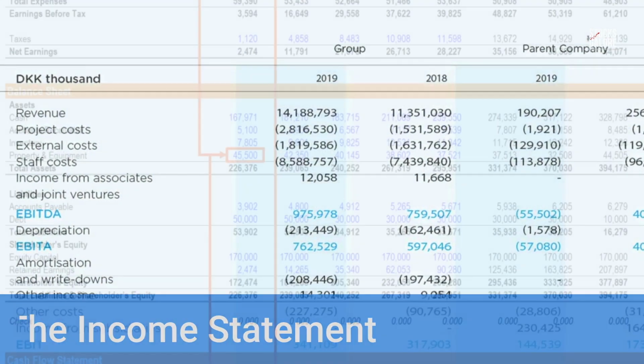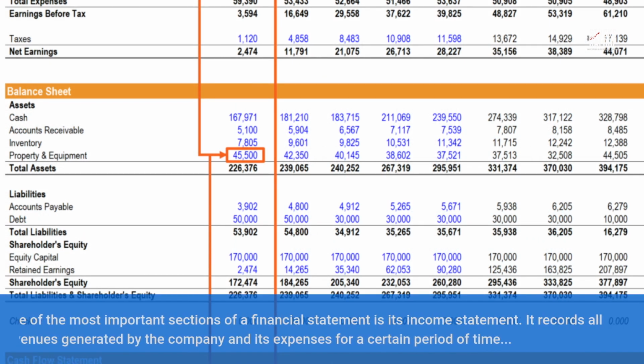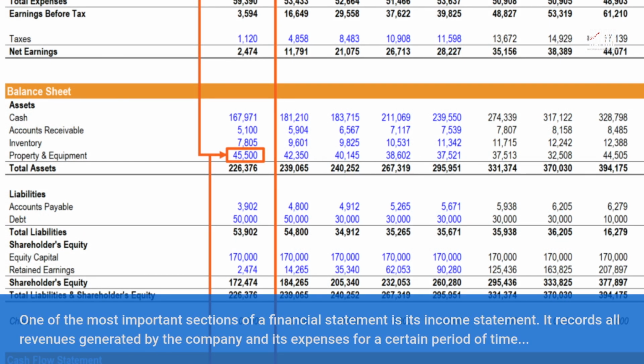The income statement. One of the most important sections of a financial statement is its income statement. It records all revenues generated by the company and its expenses for a certain period of time, usually 1 year. A net income is calculated by subtracting expenses from revenues. This figure is then divided by total assets to produce an amount known as return on assets, or ROA. The income statement shows what happened to those funds during that fiscal year, where revenue came from, how much was spent on various expenses, etc.